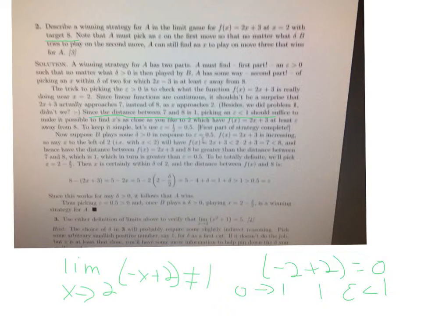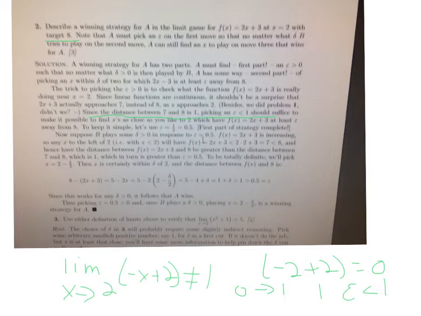And then you can follow the exact same steps that he did in that example, where you're going to find that your delta is not going to win the game for B. Sorry, this is a little blurry.